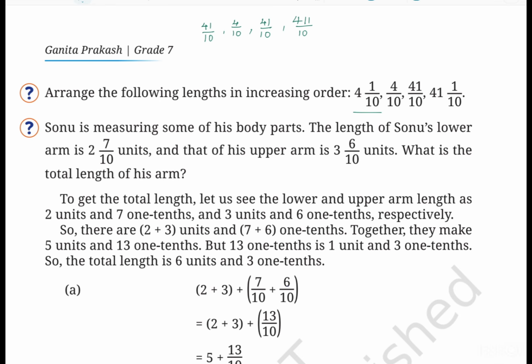When arranging in increasing order, the smallest number is 4 by 10, which is less than these two numbers that are equal. So 41 by 10, which is equal to 4 1 by 10, is less than the last number 411 by 10, that is 41 1 by 10.